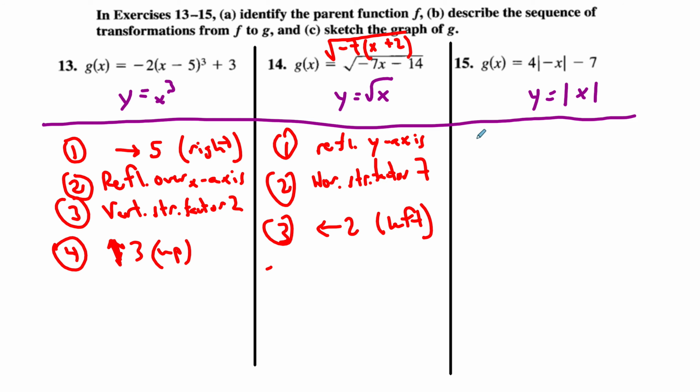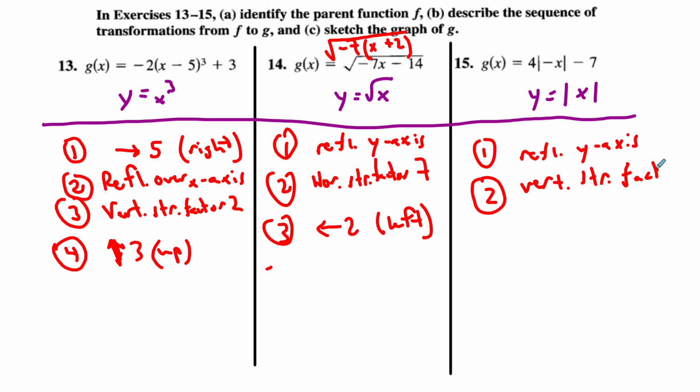Okay, so this one even easier because it's simpler still. We have this happening to the independent variable. So this has been reflected over the y-axis, right? And then 2, it has been vertically stretched, factor 4. And last but not least, shifted down 7.